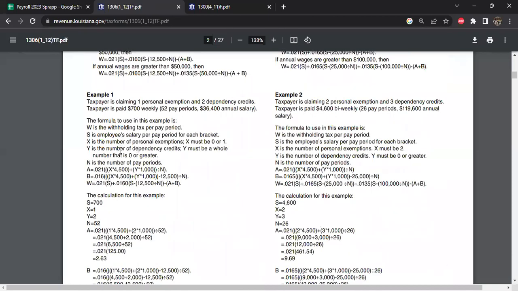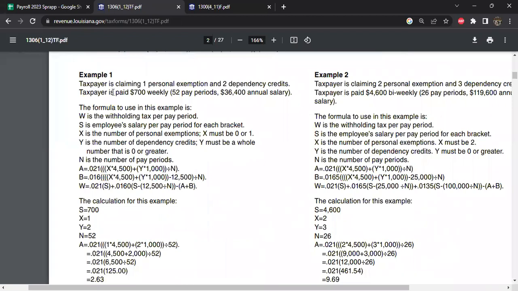Their example 1, we're going to do both examples. Example 1 is taxpayer is a single taxpayer, it should say, 1 personal exemption and 2 dependency credits, $700 a week.